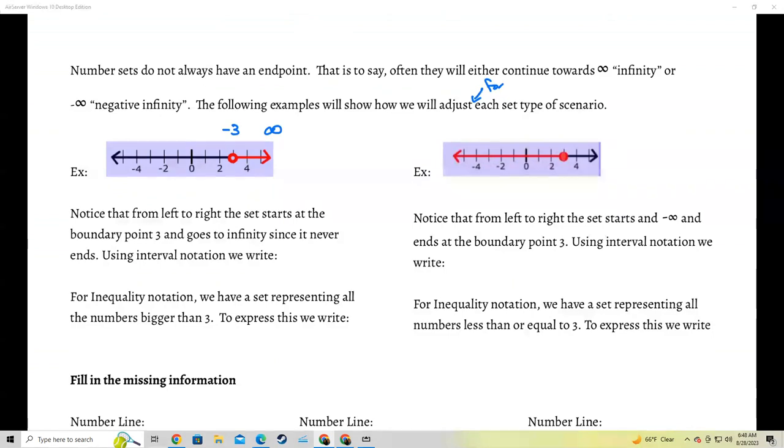So as far as the -3, notice from left to right that the set starts at the boundary point -3 and goes to infinity since it never ends. Using interval notation, we write, I know for the -3, we're not going to be able to catch it. It's not part of my set, so I'm going to use parentheses. And I'm going to put a little thought bubble here. Infinities always use parentheses.